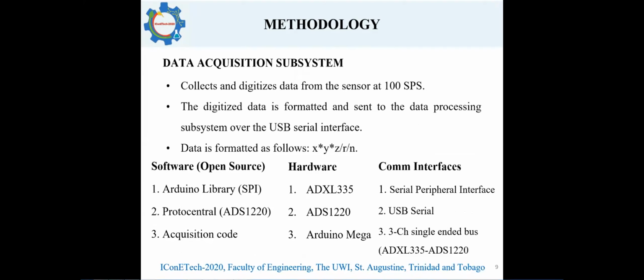These here are the software, hardware, and communication interfaces used in the data acquisition subsystem. Our sensor, the ADXL335 triple axis accelerometer, data from this is digitized by our 24-bit ADS1220 analog to digital converter, which is interfaced with our Arduino Mega microcontroller over the SPI interface.